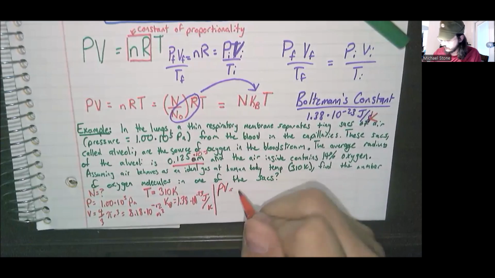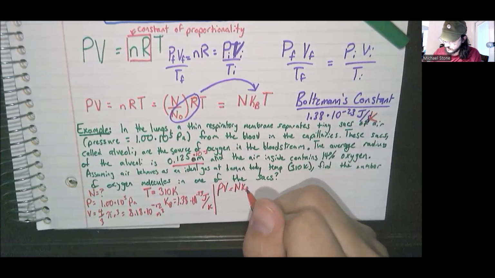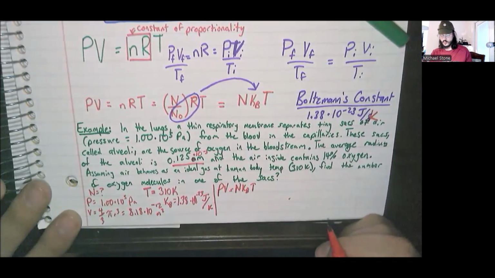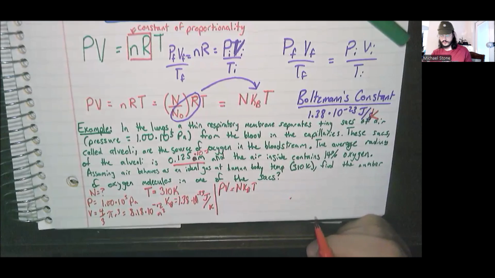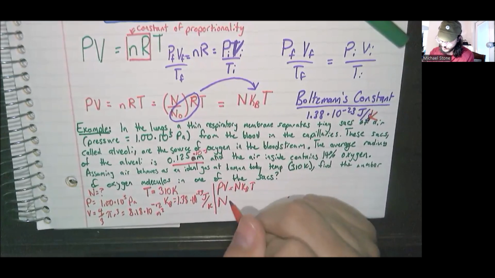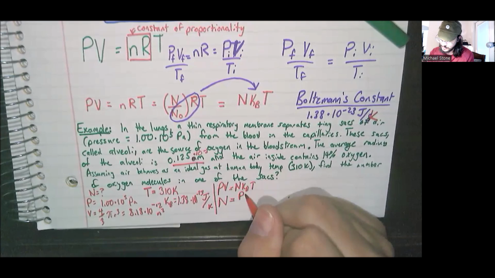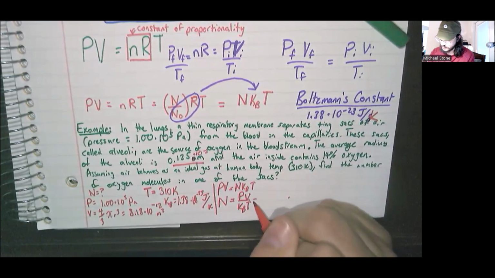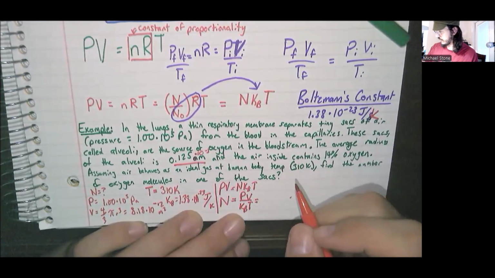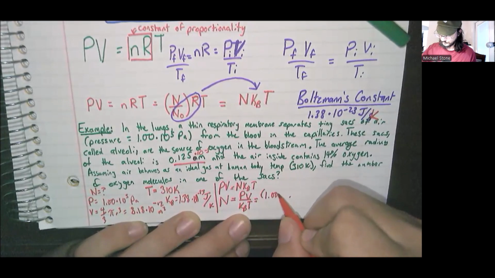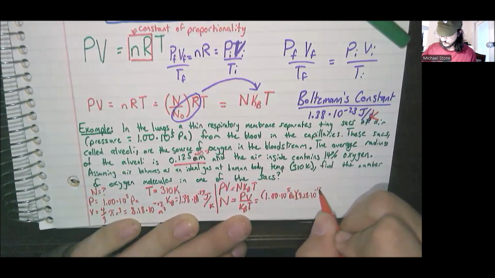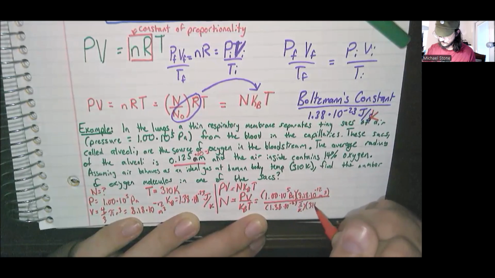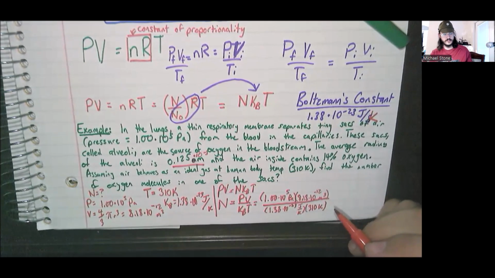PV equals big N, Boltzmann constant, T. What is our unknown? N. So we set N off by itself, and it's going to be PV divided by the Boltzmann constant times the temperature. Plugging in for that, so this is plugged in straight up.